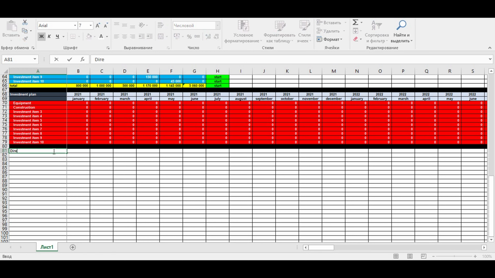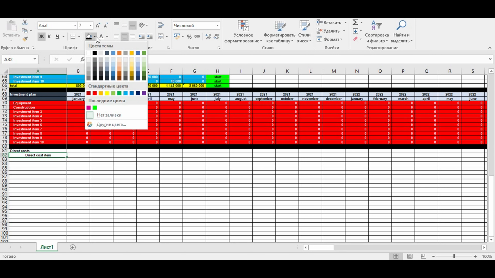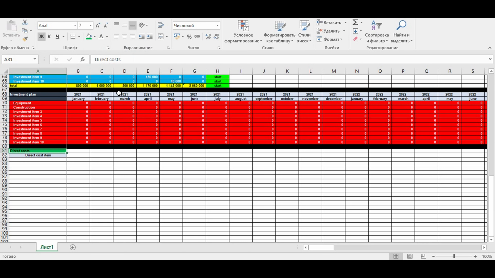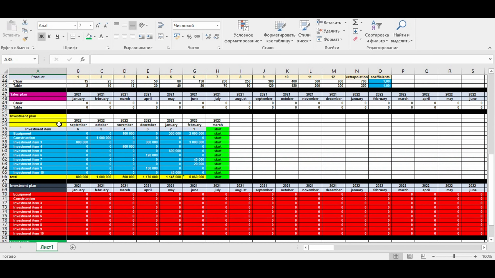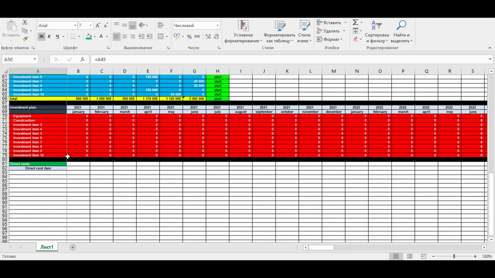First, we name this block of inputs. Well, now let's specify what the direct costs or variables for our financial model can be. We manufacture furniture, chairs and tables, and to manufacture this furniture we need, for example, wood, glue, and paint.